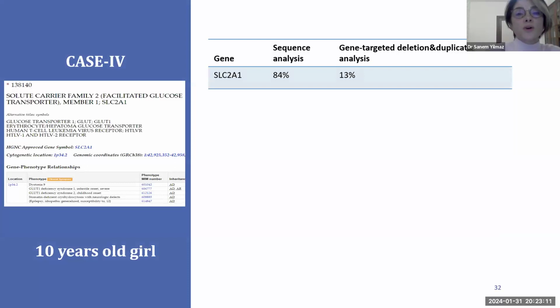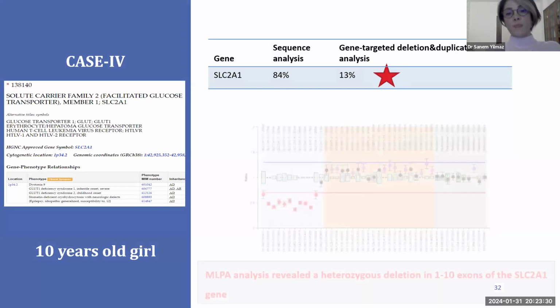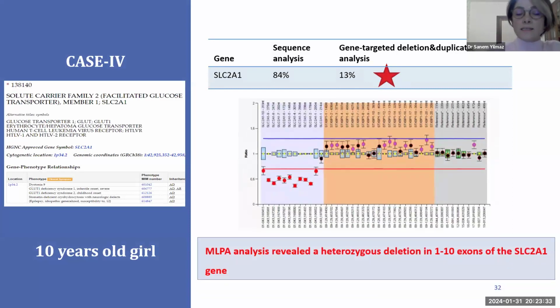When we searched the literature, we saw that SLC2A1 mutations may be detected in sequencing analysis in 84%, while 13% of the cases may be caused by deletion or duplication mutations. So when we did the MLPA analysis, we saw a big heterozygous deletion in exons 1 to 10 of the SLC2A1 gene. So this case was diagnosed as GLUT1 disease, and the ketogenic diet had a significant seizure and cognitive outcome.